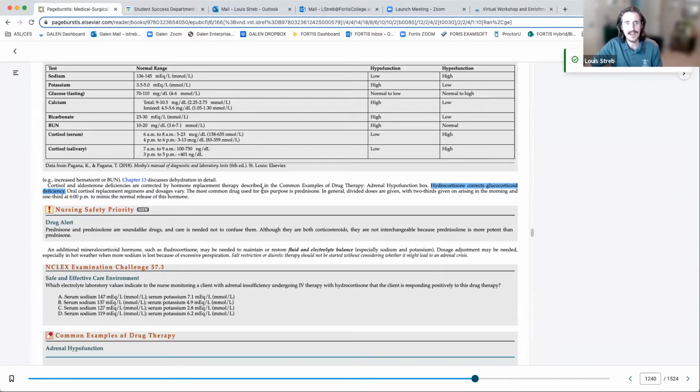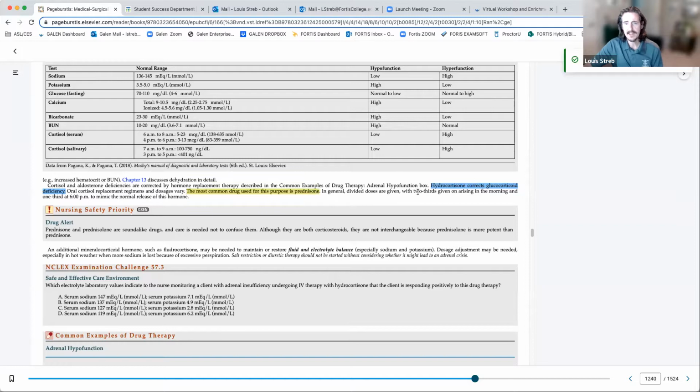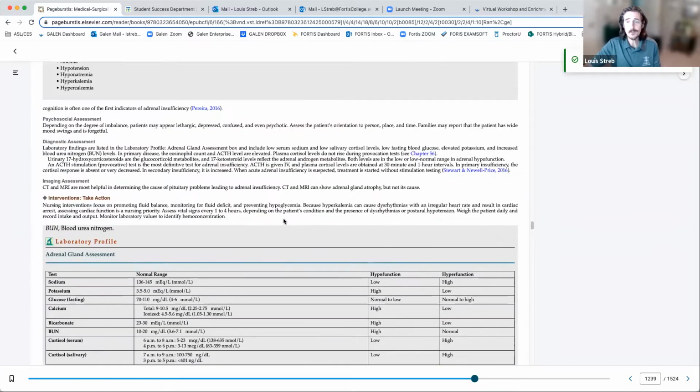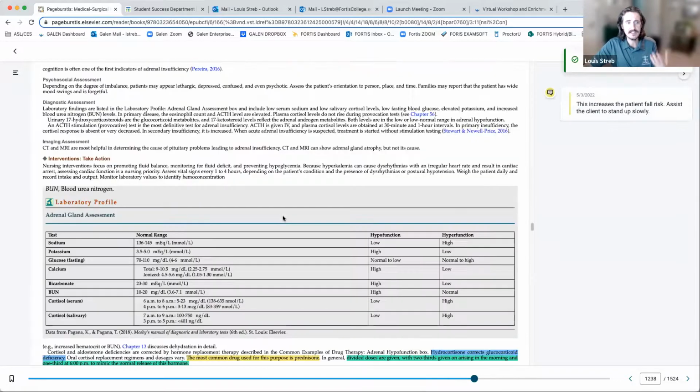If you need to go back in there, I don't know that we're going to talk about this, but the most common drug used for this purpose is prednisone. It's right there for you. Divide it up, 2/3 given in the morning and the last third at 6 o'clock at night. I don't know. Those pop up all the time, y'all. I've seen it on ATI before. It shows up on NCLEX because it's a drug that you might be responsible for. Yeah. So I just put it out there. That's really all you have to know about that portion of this chapter.